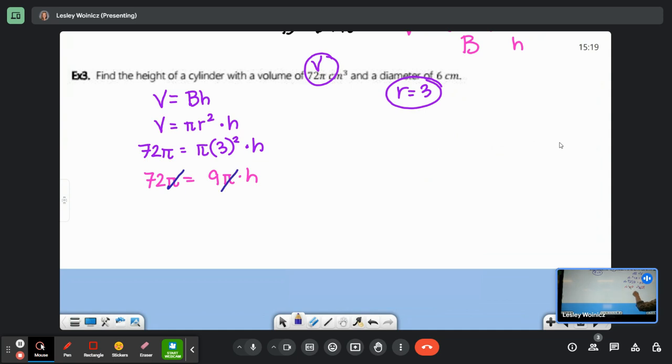Okay, cross out the pi's. If you divide both sides by pi, they go away. Divide both sides by 9 and we get, yep, the height is 8 what? Good. Okay, centimeters to the first power because the height is linear. Guys, that's it. That was the end of that page. Here we go. That was a fun one.